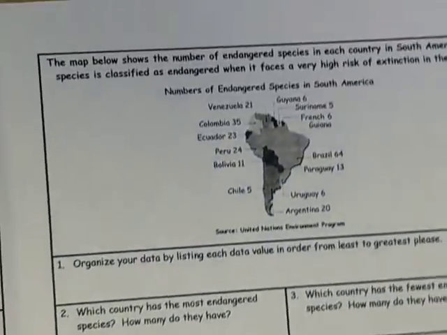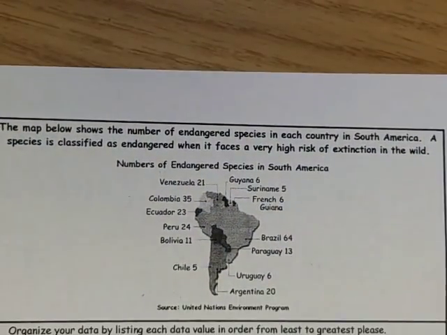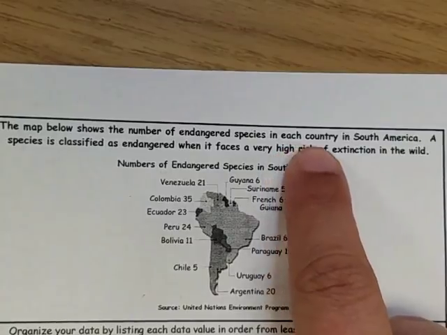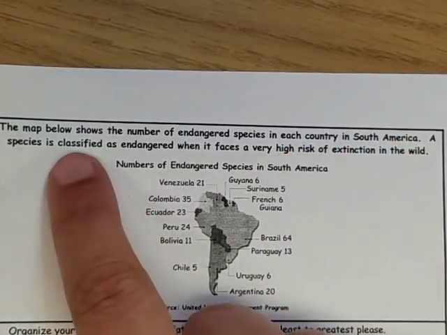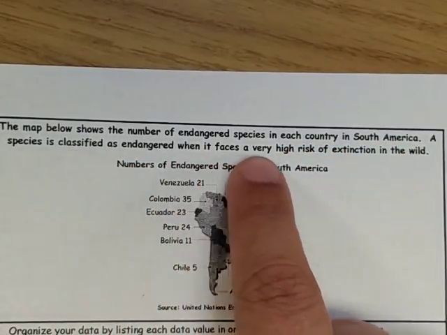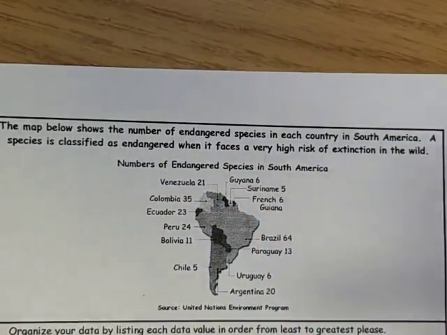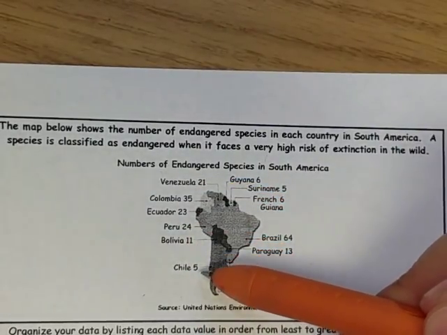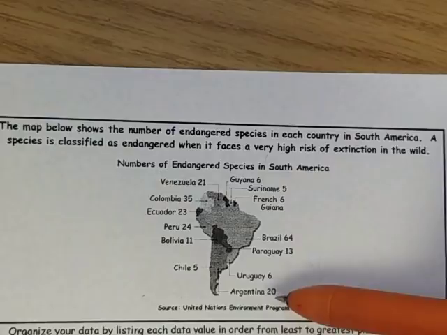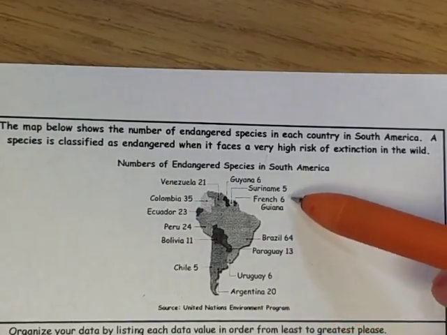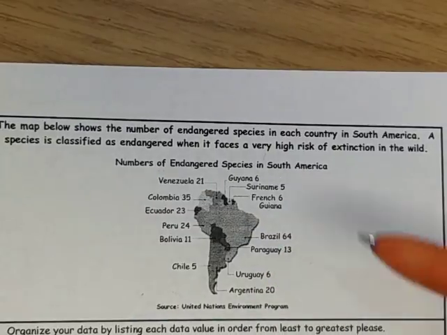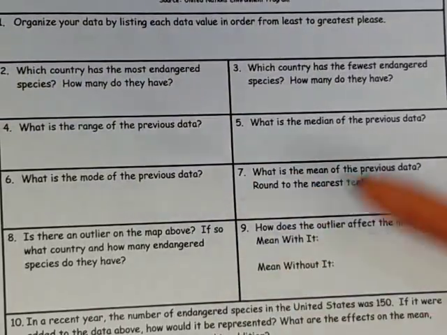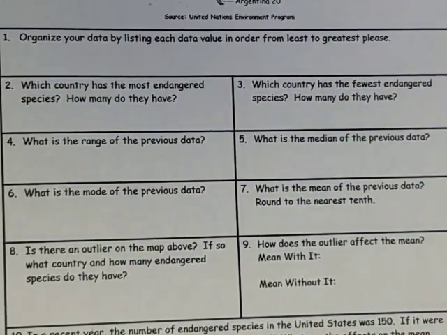And then you have one other question over here, and this map shows the number of endangered species in each country in South America. So a species is classified as endangered when it faces a very high risk of extinction. So here are the different countries, and then these are the number of endangered animals in the country. So all of these here, and then what they want you to do is just answer these questions down here. So once you've answered those questions, just pause the video, and then you can look at the answer key.